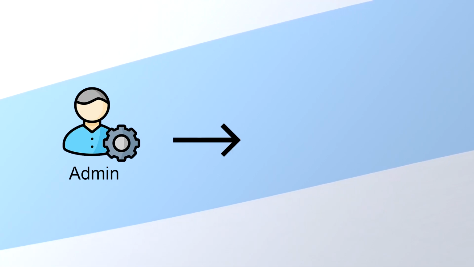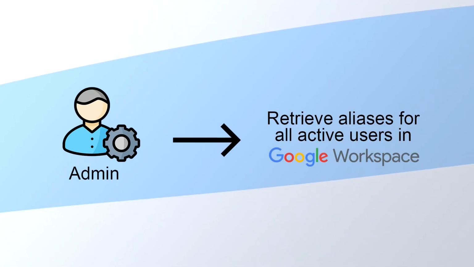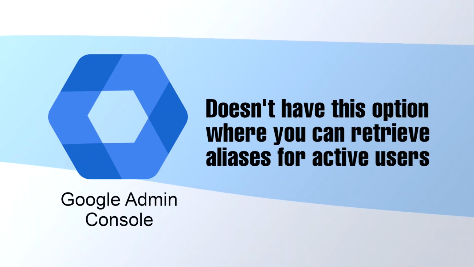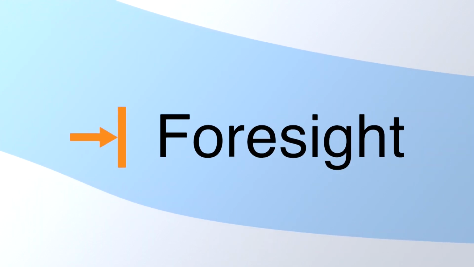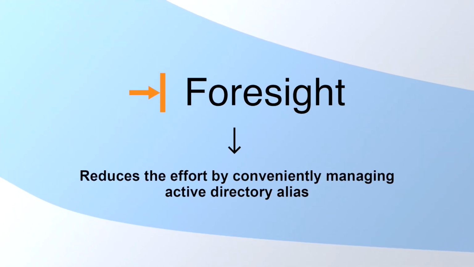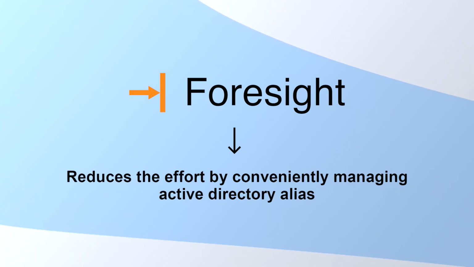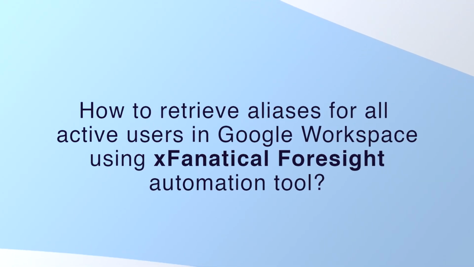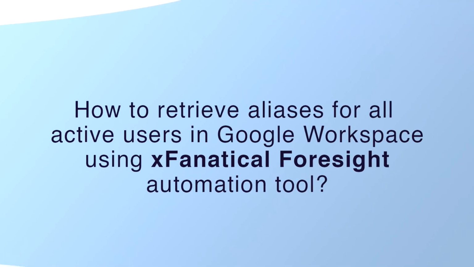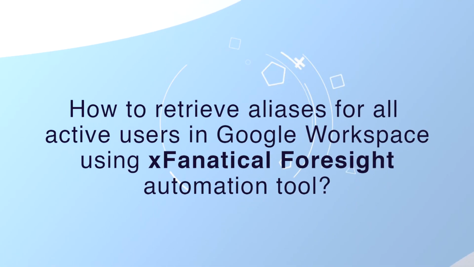Sometimes an admin needs to retrieve aliases for all active users in Google Workspace. But Google Admin Console doesn't have this option where you can retrieve aliases for active users. Foresight Automation tool helps us to reduce the effort by conveniently managing Active Directory alias. How to retrieve aliases for all active users in Google Workspace using the xFanatical Foresight Automation tool.